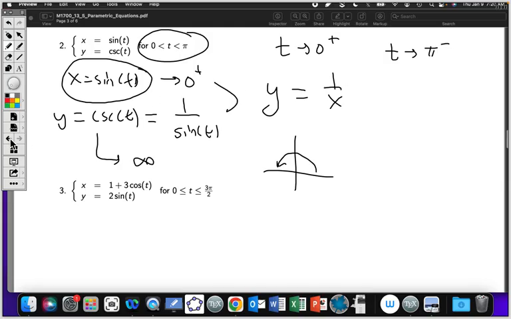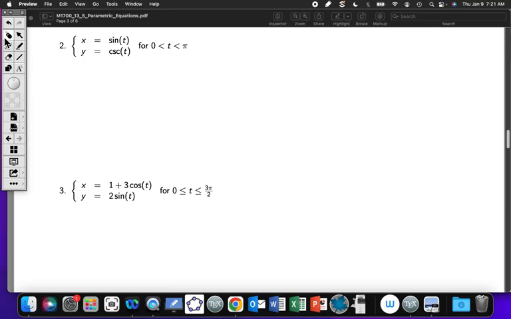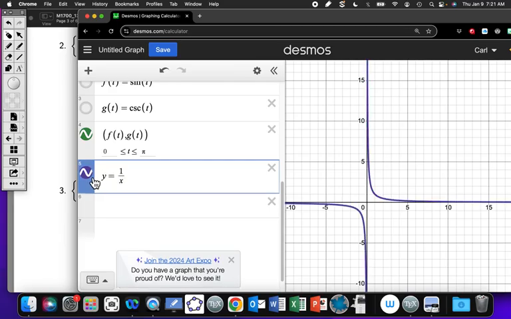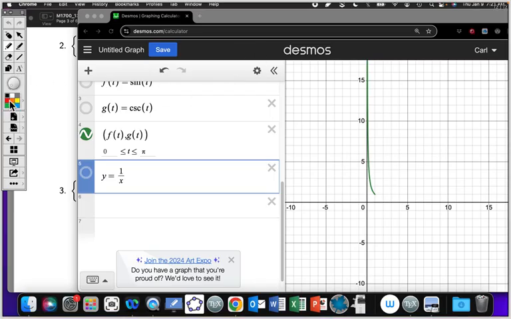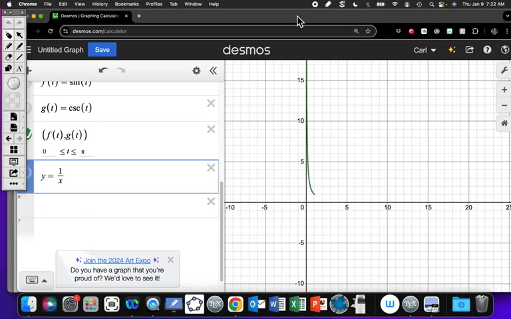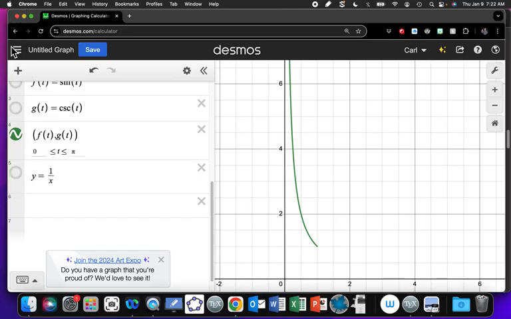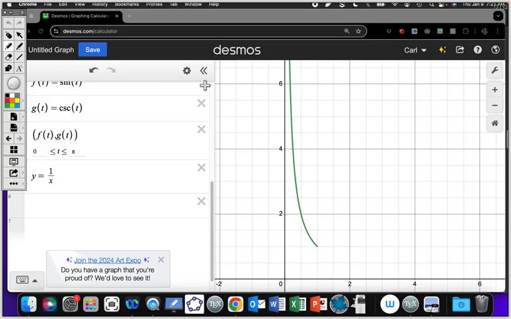So this curve that's happening here on Desmos, this is the curve y equals 1 over x. So we can see that. And what's happening is that with the parameterization, we're heading down the curve until t equals 1, and then we're turning around and heading back up the curve.